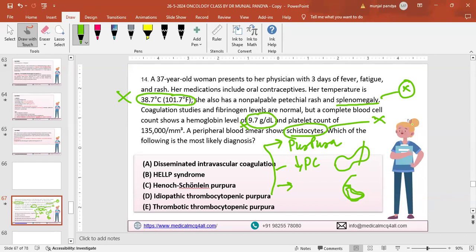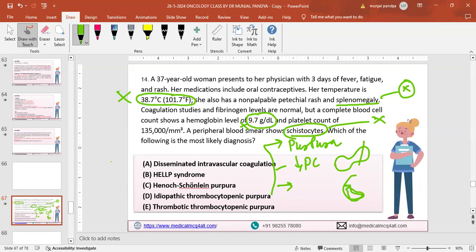So do you think it will be different? The answer. So what is the second most likely answer? If I give you the liberty and opportunity to change the answer, what will you change second? Sir, I can say DIC, option A. There is no... one minute.